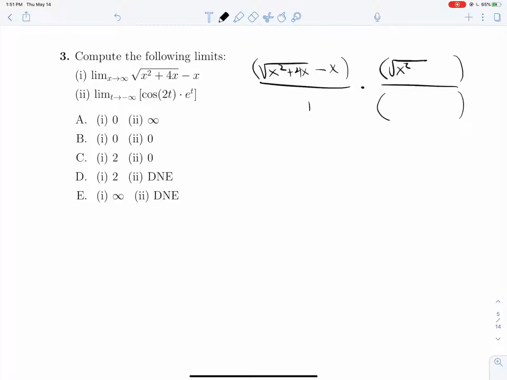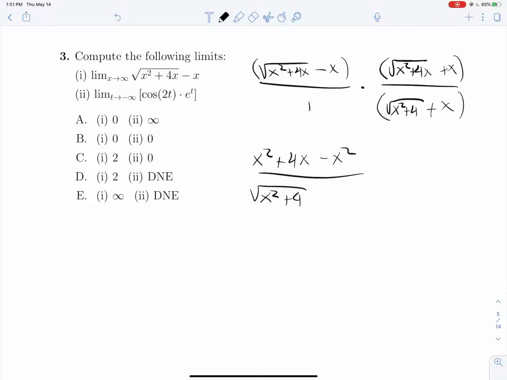So we have the square root of x squared plus 4x plus x, and since we really need to just be multiplying by 1 here, that's the only legal operation we can be doing, we'll need to do that on the bottom too, the square root of x squared plus 4x plus x. This will give us x squared plus 4x minus x squared over the square root of x squared plus 4x plus x. Our x squareds will cancel out on the top, and we are almost done here, because what we can do is divide everything by x, and you'll see why that's helpful. So we're dividing our numerator by x and everything in our denominator by x.